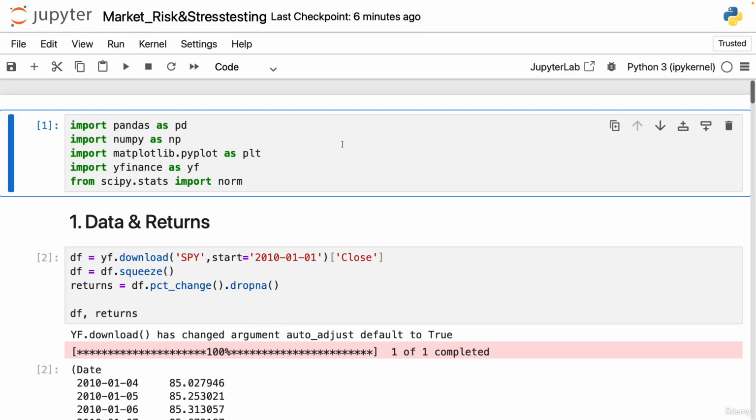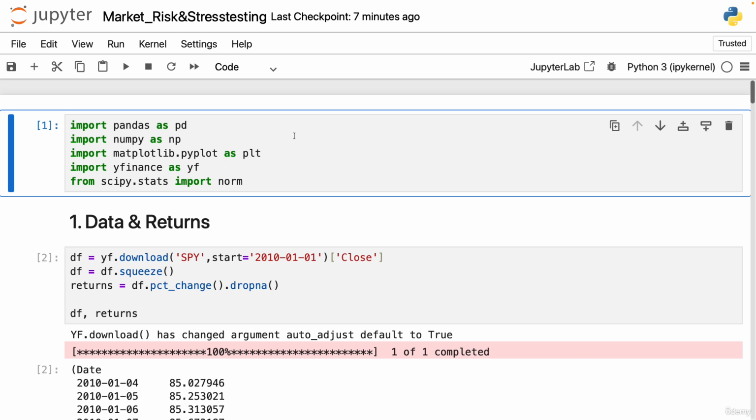We'll now start building the market risk framework from the ground up. Everything that follows in this course depends on two things: market data and how we define returns. So we'll start here, keep it simple, and be very explicit about the assumptions we are making.